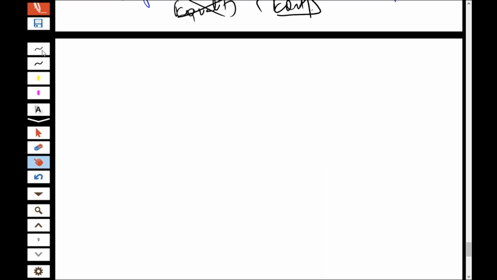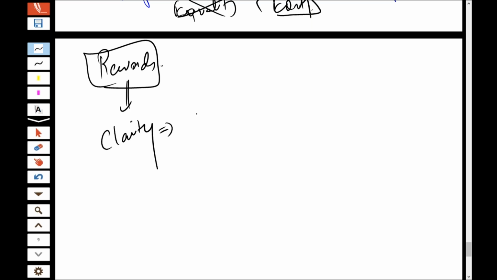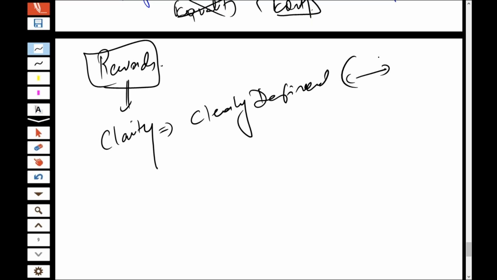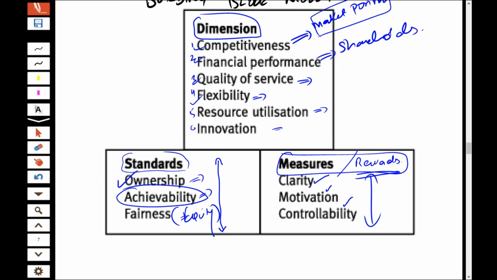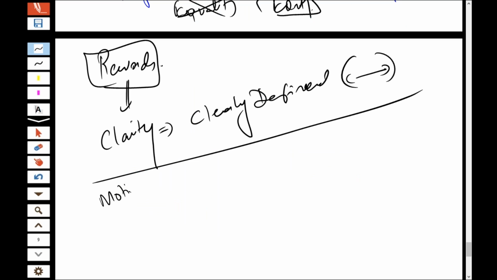Now try to understand. I told you that this is more of a rewards block. So if this is more of a rewards block, then the clarity needs to be there. That is, the rewards should be clearly defined. There should be no gray areas. There should be no thin lines. It has to be clear. The second one of them is motivation. They should be motivating. They should be encouraging. If you are setting rewards which are not encouraging, that is going to be of no point.